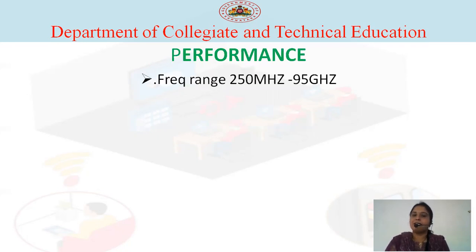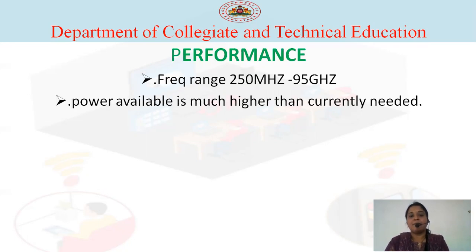First one is the frequency range. It will operate at 250 megahertz to 95 gigahertz. Power available is much higher than currently needed. That is, it is generating much higher power than we need currently.